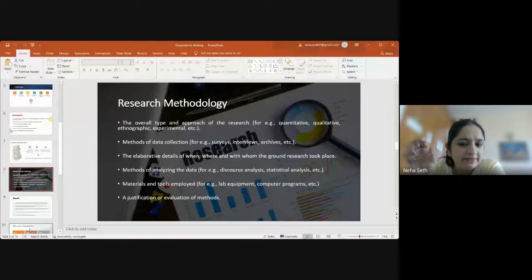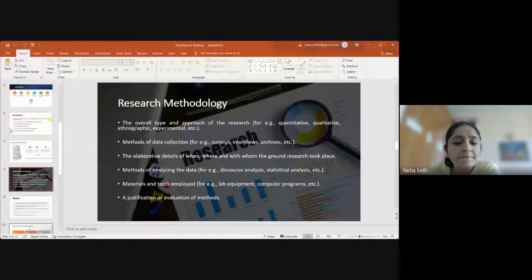Then the elaborative details of when, where, and with whom the ground research took place. Say you have collected the primary data. So what were the regions from where you have collected the primary data? Who are your respondents? What was the time when you collected the data? All these things need to be mentioned in your research methodology chapter, because these are very important things which are going to affect the results at the end. Basically, the research methodology chapter, we can say, is the backbone of any thesis, because it actually gives shape to your research.